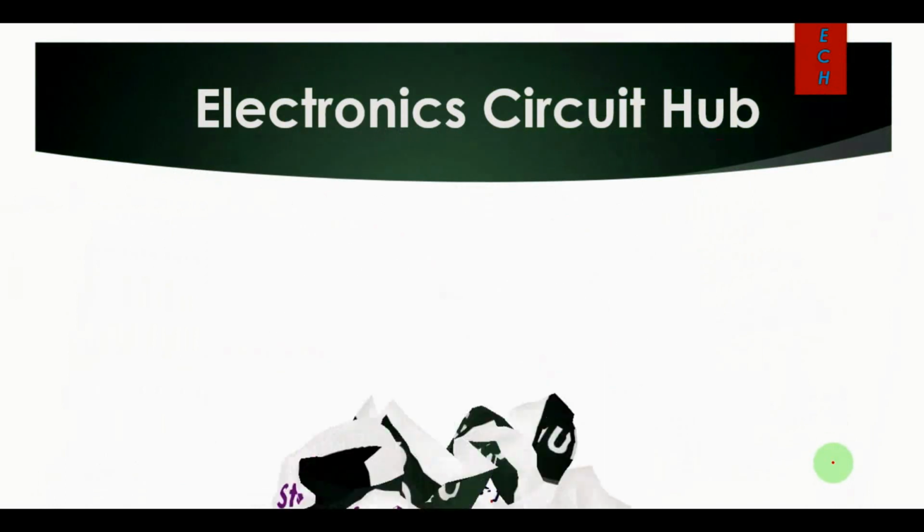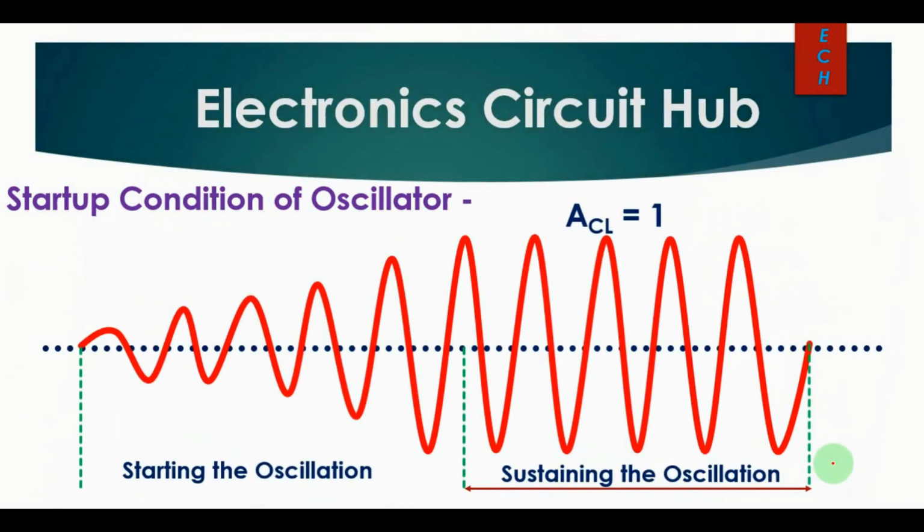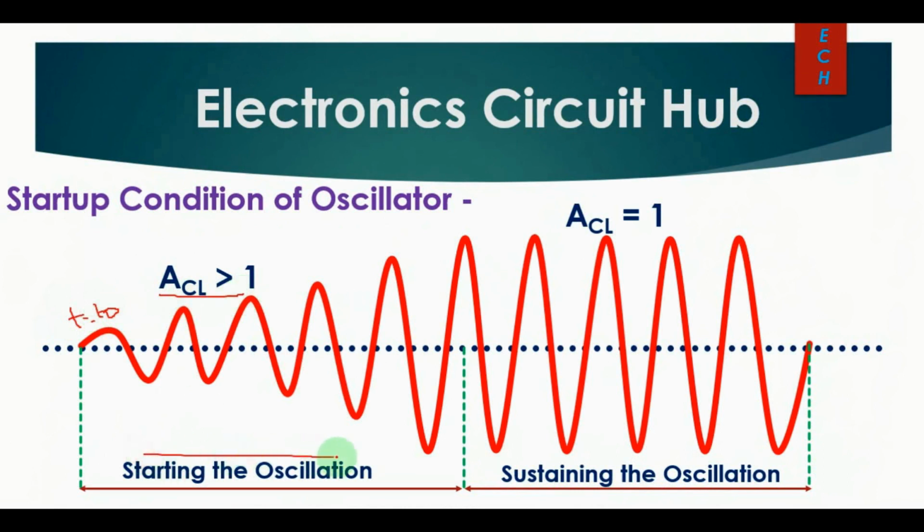So you can see here, this is how the oscillator builds up. You can see here at time, let's say t equals t0. At that point of time your closed loop gain of the oscillator should be greater than 1. This is the starting condition of the oscillator.